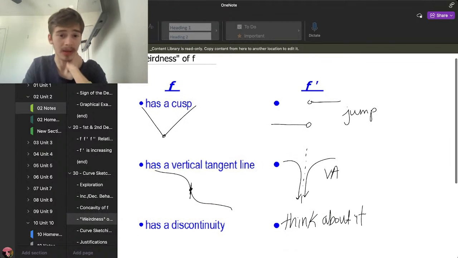Okay, if there's a jump, there's a cusp. If there's a vertical asymptote, vertical tangent line.